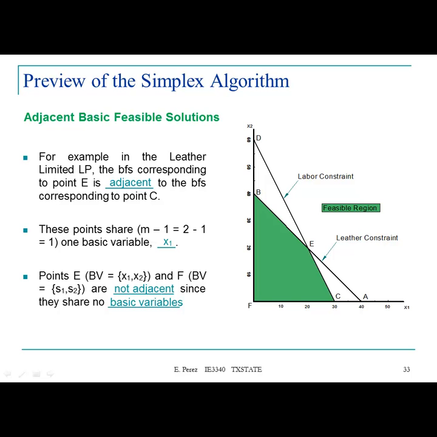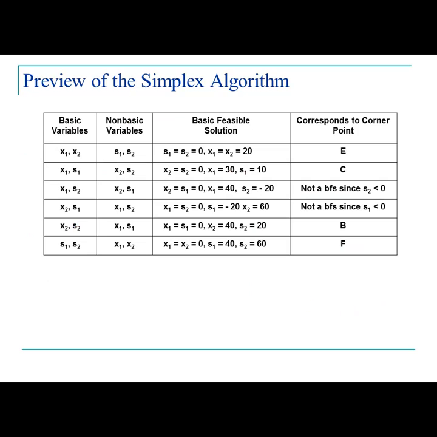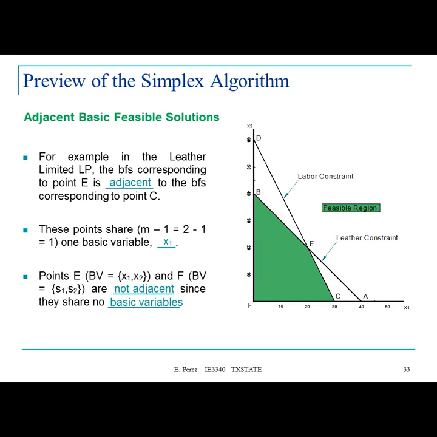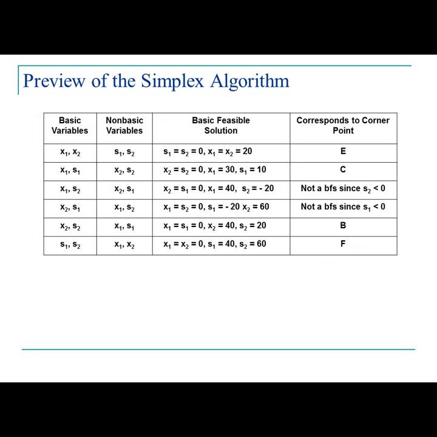And if we go back to the table that I showed you for that solution, this is what I'm talking about. So we have E and Z. E is here, Z is here. If you look at this table, the basic variables, they are sharing x1. Even though the others are different, they're sharing x1, so that's why they are adjacent.